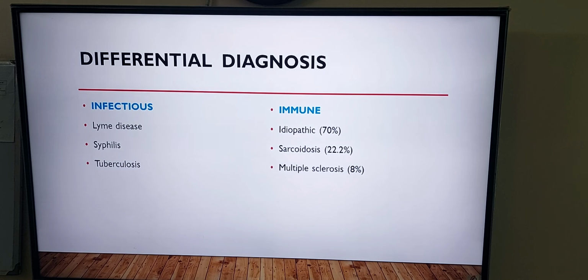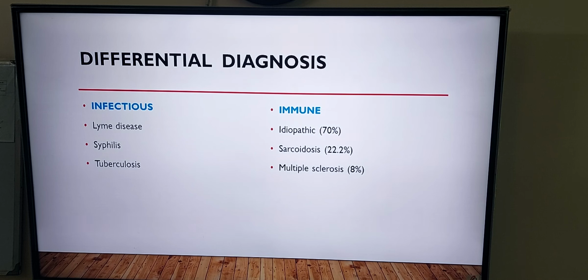Now differential diagnosis, we can categorize into two: infection or immune. In infection there is Lyme disease, syphilis and tuberculosis, while in immune, idiopathic is 70%, there is no reason for it. And sarcoidosis 22.2% and multiple sclerosis 8%.